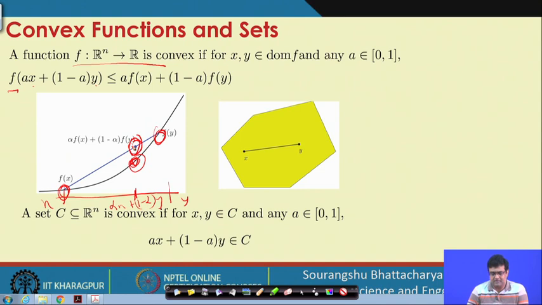Another very important notion is that of convex sets. Again, if we have 2 points x and y and take an interpolated point on the line joining x and y, then the interpolated point should also belong to the set. If this property is satisfied for all x and y, then the set is called a convex set. So, convex sets look like this.